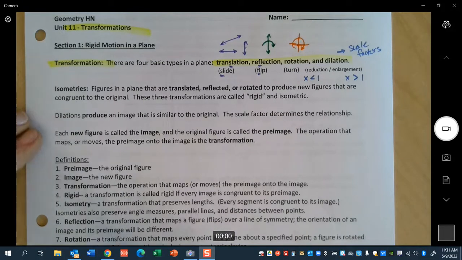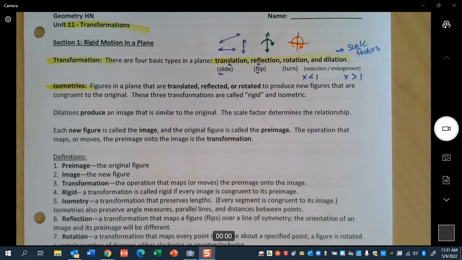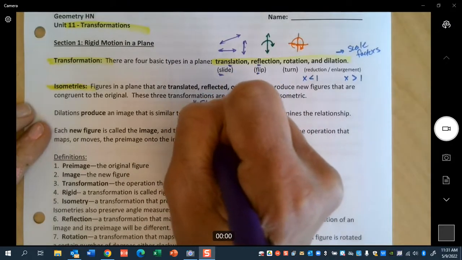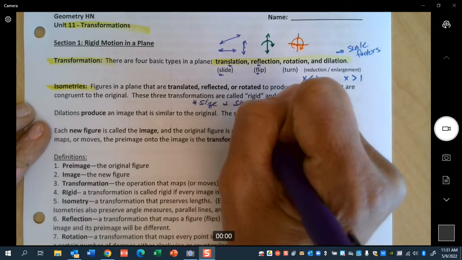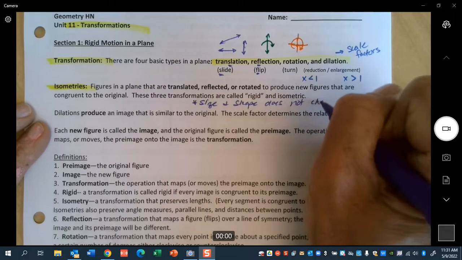So this is a word that I guarantee you haven't heard of, isometry, and that comes from isometric conversations. Basically, anytime you have a figure on a coordinate plane and you translate it, reflect it, or rotate it, if it's congruent or the same size as the original, we call it an isometric transformation, or we say that's an isometry. And we also call it rigid, meaning that the size and shape of the figure does not change.